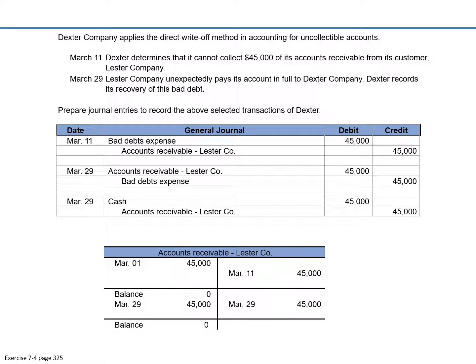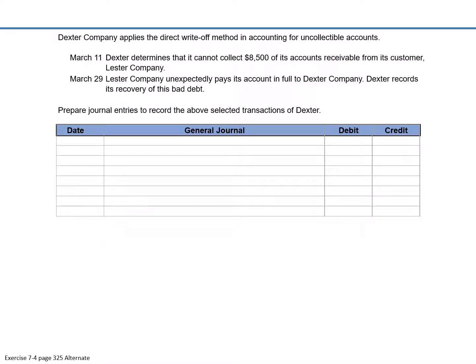So now we have a balance of 0 again in our accounts receivable, but we've collected the money. All right, so same problem here. Why don't you take a minute and see if you can't write out those entries, and then when you're finished, you can resume the recording and we can go through it.